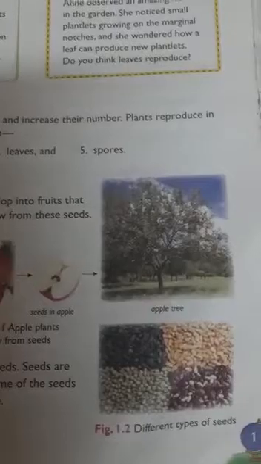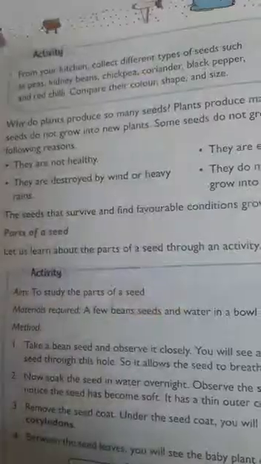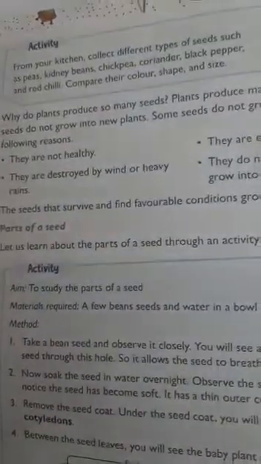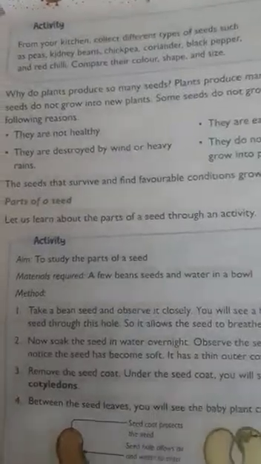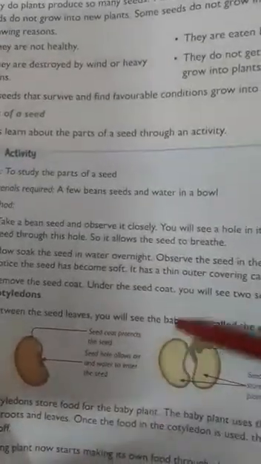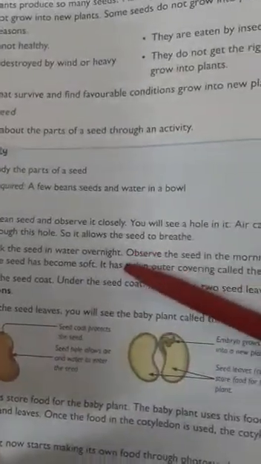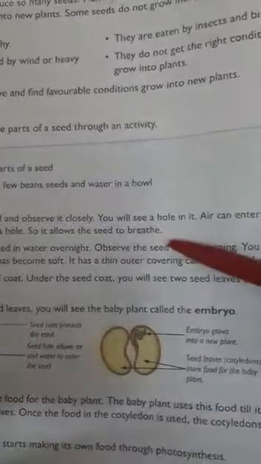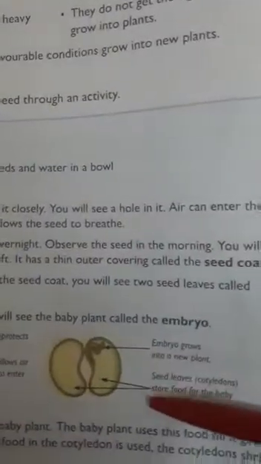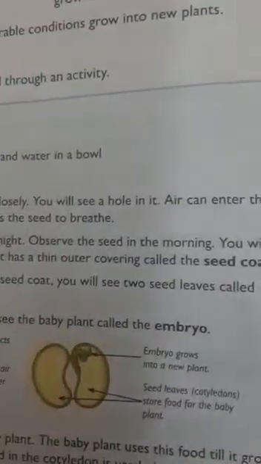So here are some seeds given in this picture, different types of seeds. So here we can see the structure of seed, okay, the parts of the seed. When we take a bean and observe it closely, we will see a hole in it. See, here you can see the parts of seed.